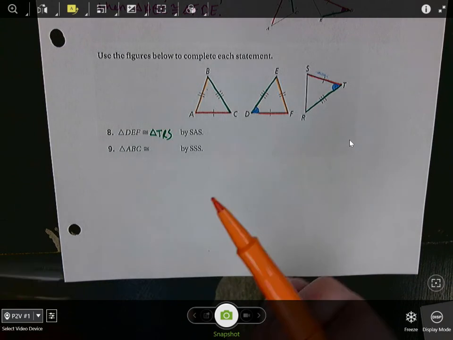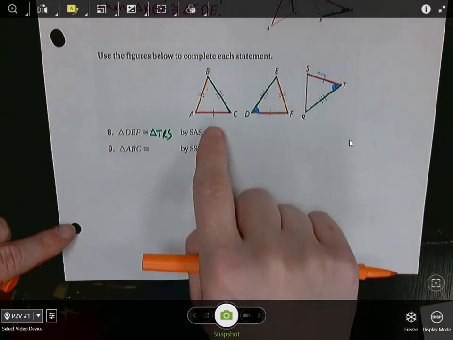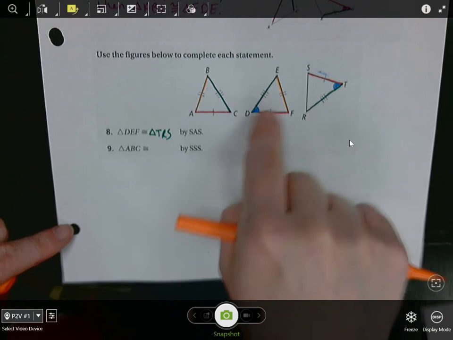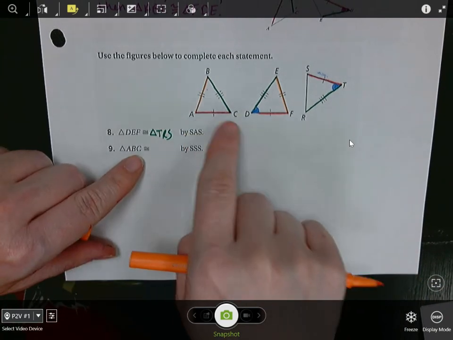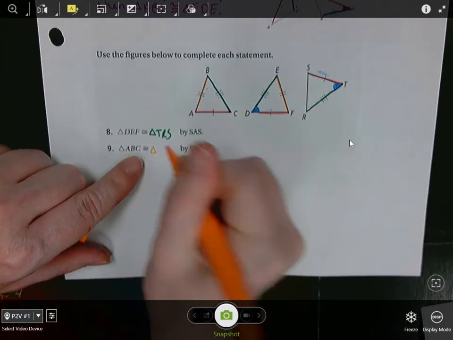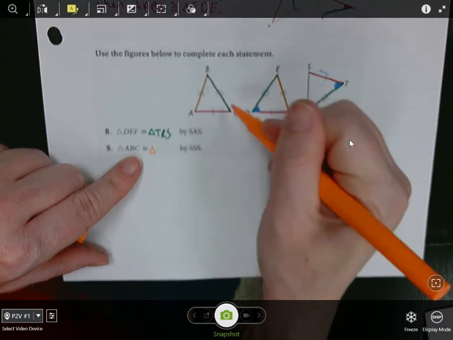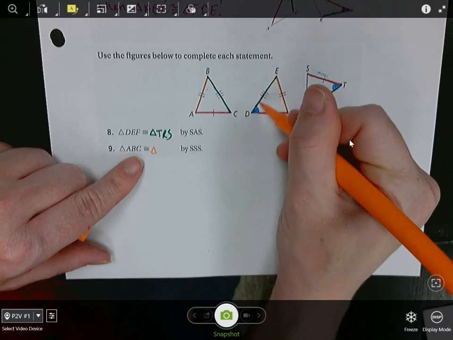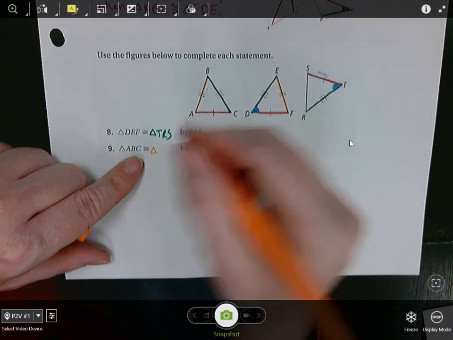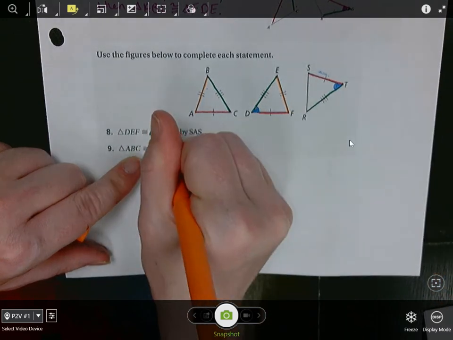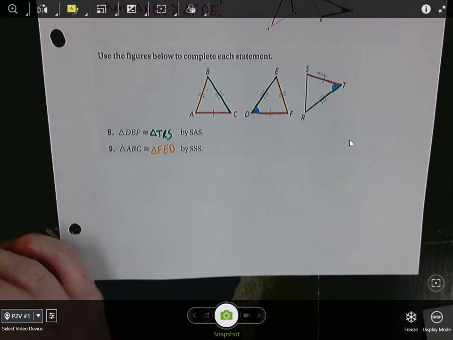Okay, and then by side, side, side, you would see which one has all three sides marked. Okay, well, these have all three sides and these have all three sides. So ABC would be congruent to, they did A, B, C. So they went orange, green. So I need to go orange, green. So it would be FED by side, side, side.